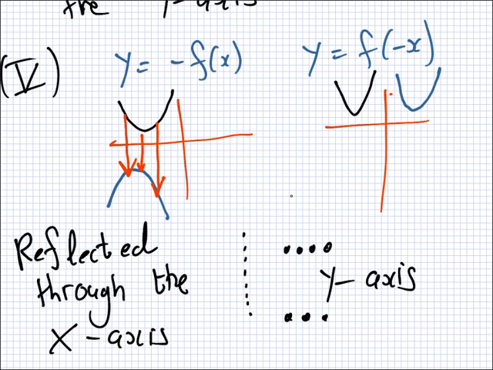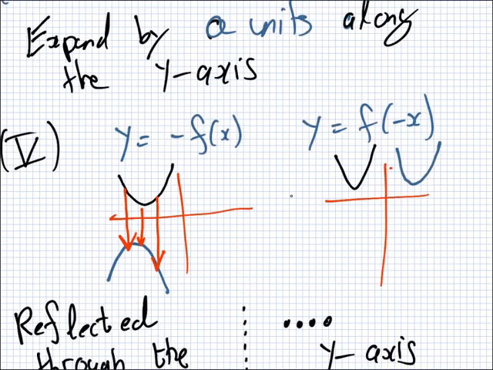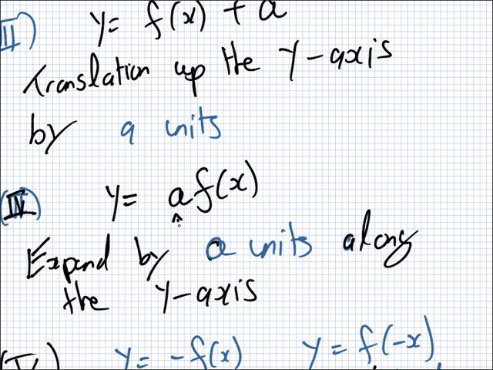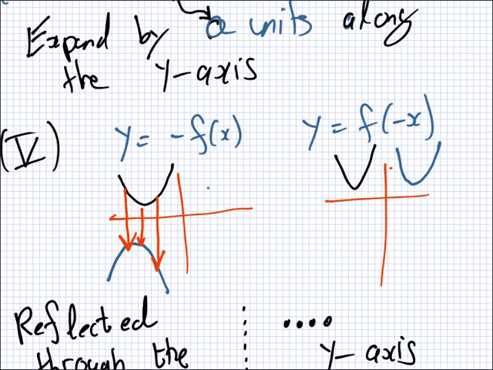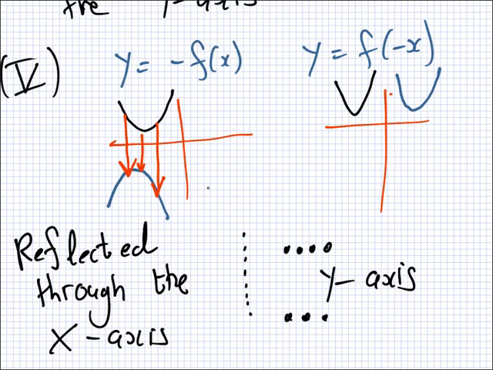Expand by a unit along the x-axis. Just a unit, as in the a that's here. Okay. Right. I'll do some examples, but first, question 1A. You need to describe what's happening. What happens in 1A?